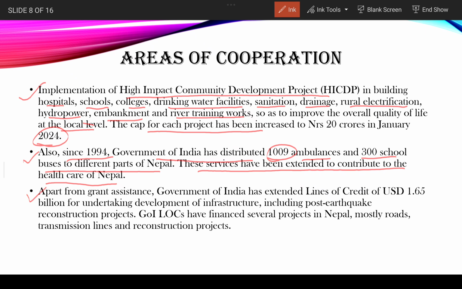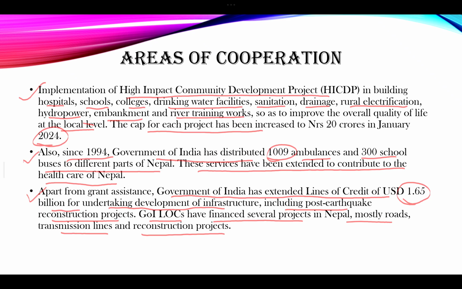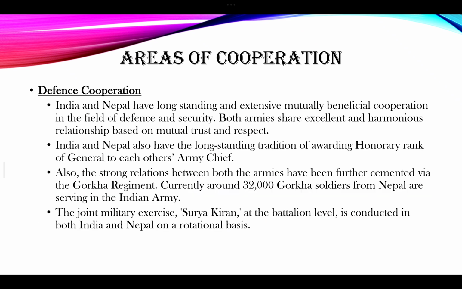This was about the grant assistance provided by India, but there are not only grant assistances, there have been lines of credit as well. The Government of India has extended a line of credit of US dollar 1.65 billion for undertaking developmental projects of infrastructure, including the post-earthquake reconstruction projects. India's lines of credit have financed several projects in Nepal, mostly roads, transmission lines, and reconstruction projects in the country. So this is about the connectivity projects and various other connectivity projects.